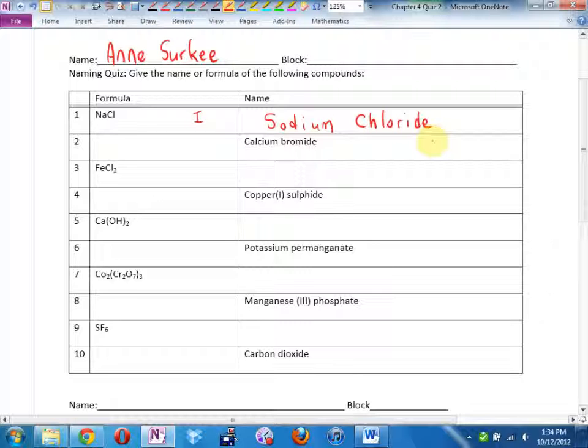Calcium bromide. Okay. The first thing I need to find out is: is Ca a metal or not? Is this ionic or covalent? It is ionic. Calcium, is it multivalent or not? So I'm going to use the crisscross rule. I'm going to do my rough work right in this area, and I'll do my final answer in a row over on the left-hand side.